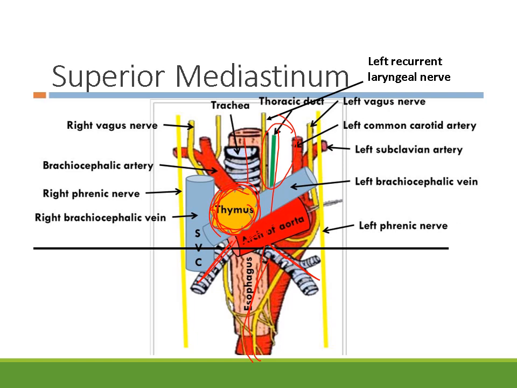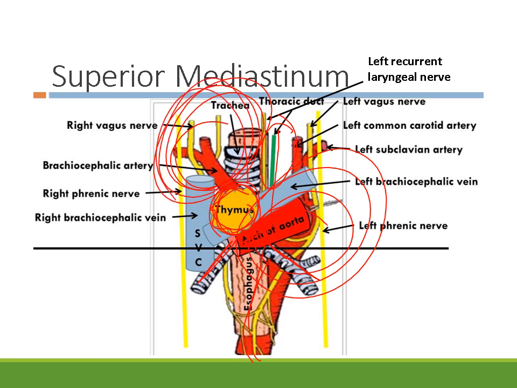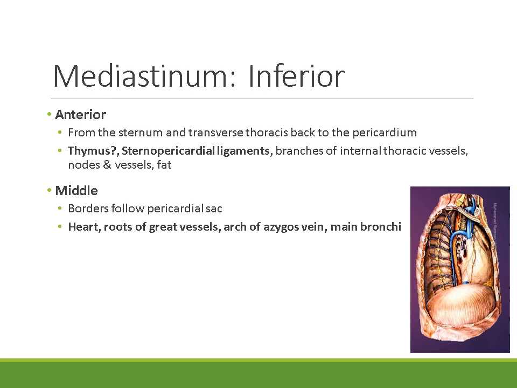You can also see the nerves here. This does a good job at showing you where the left recurrent laryngeal nerve is originating down here versus the right recurrent laryngeal nerve originating there. And then again, you can see the progression of the nerves from laryngeal to vagus to phrenic. So that's the superior mediastinum.